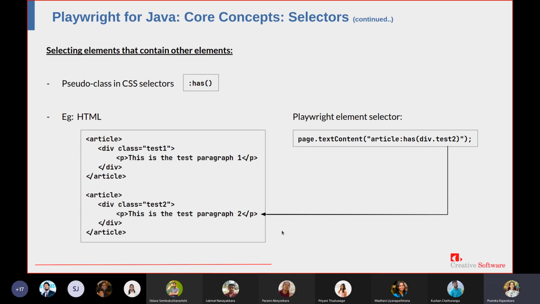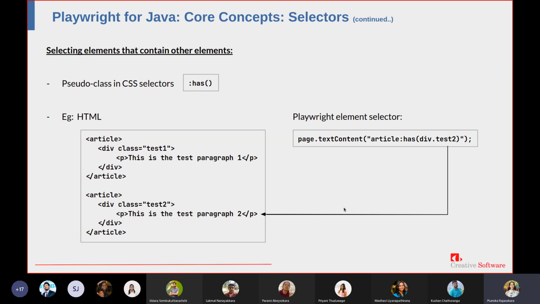We can select elements which contain other elements. For this, we can use the has pseudo class. It returns an element if any of the selectors passed as parameters matches the elements of the web page. Let's say we have a web page with an HTML block like this. In here, as you can see, there are two articles, each containing div classes named test1 and test2, and each div class has a paragraph element.